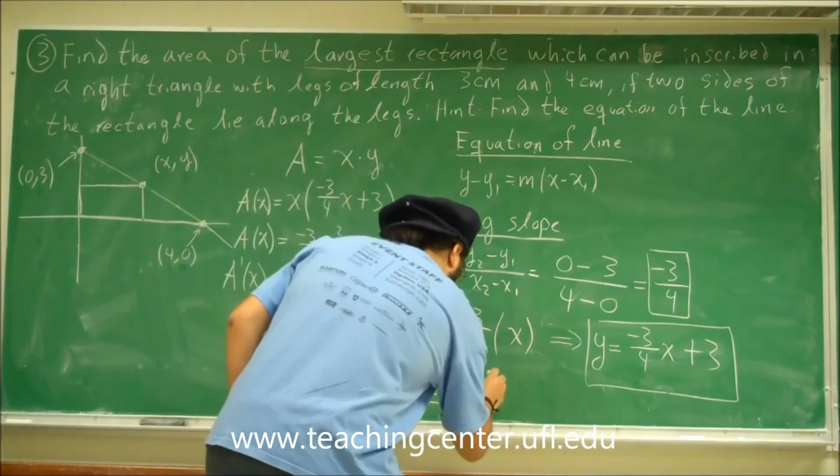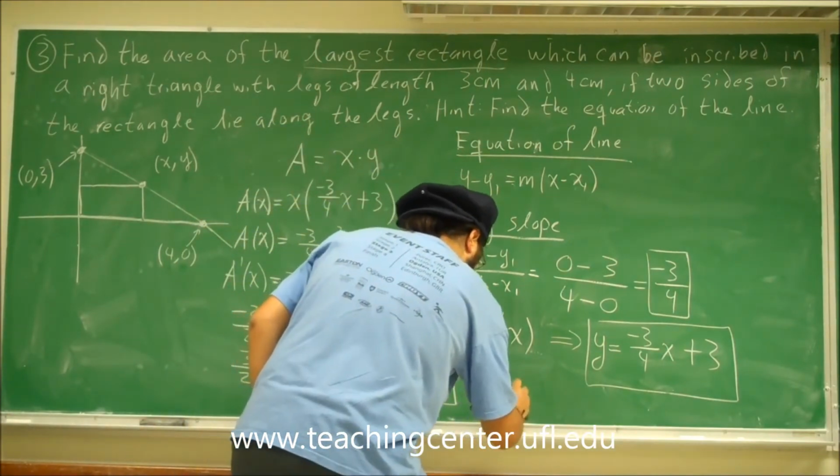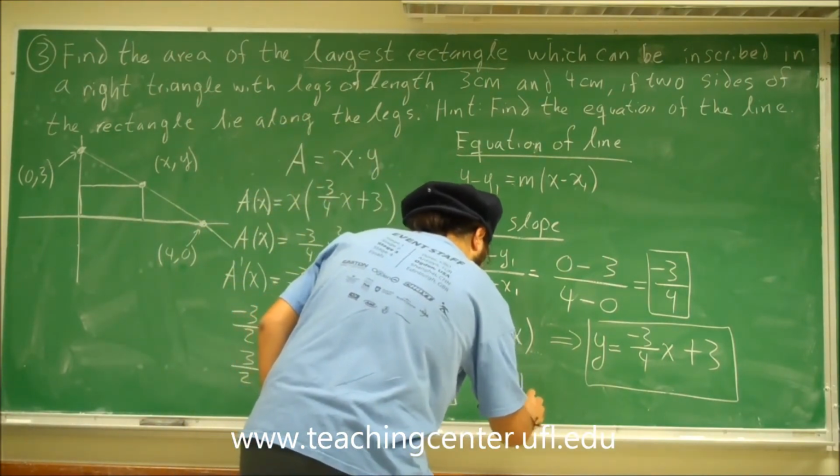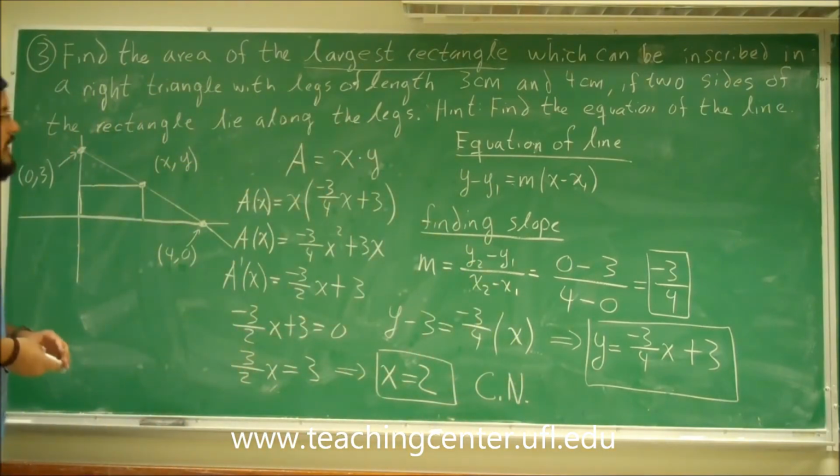This is our so-called critical number. By the way, there's also bounds on this. Let's erase here. So, bounds.